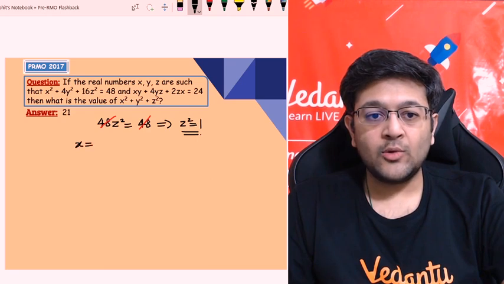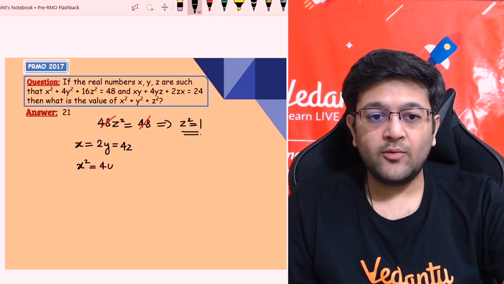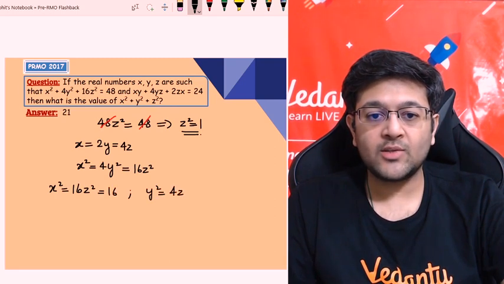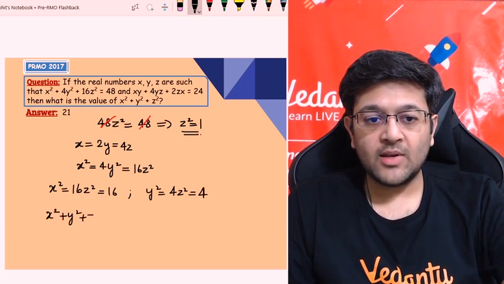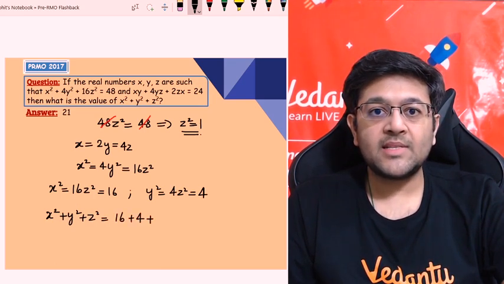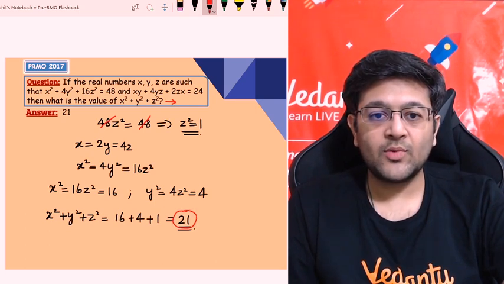Now x is equal to 2y equal to 4z, this we found. Now similarly x square will be equal to 4y square equal to 16z square. We can write it in this form also. This will give me x square equal to 16z square, which will be 16. Similarly, y square will be equal to 4z square, right, which will become 4. Now adding them up, x square plus y square plus z square will give me x square is 16 plus y square is 4 plus z square is 1. This will give me the answer as 21. That will be the answer for x square plus y square plus z square, 21.